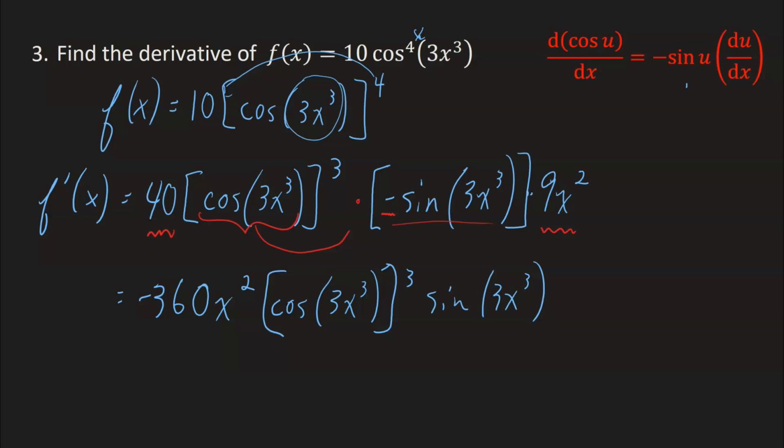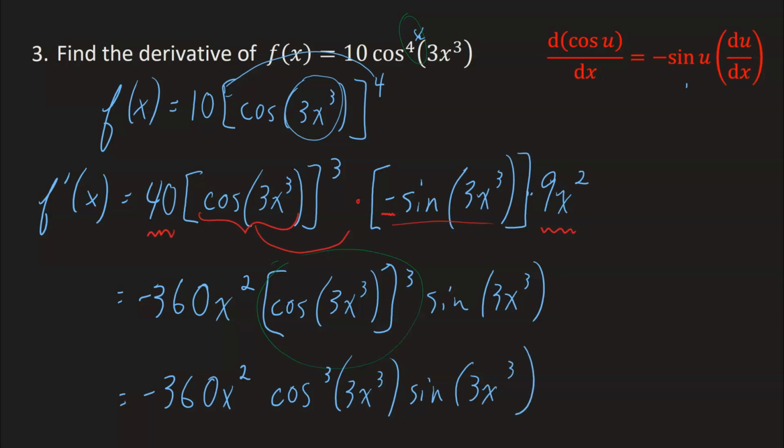Now if I want to put this part back in the original notation, it will look like minus 360x squared cosine cubed of 3x cubed sine 3x cubed. And that's complete.